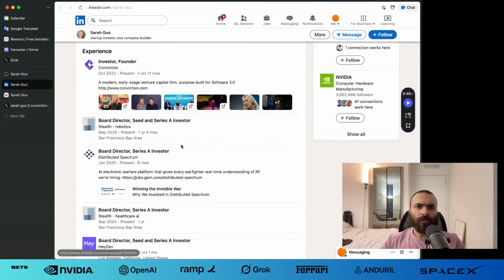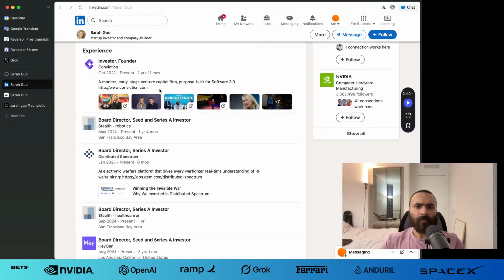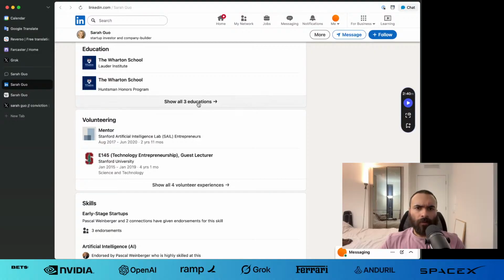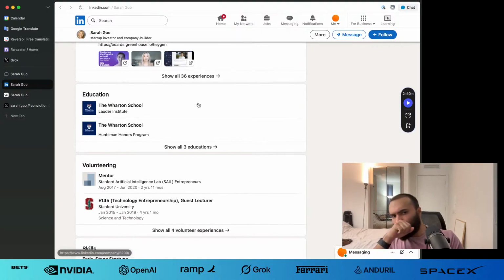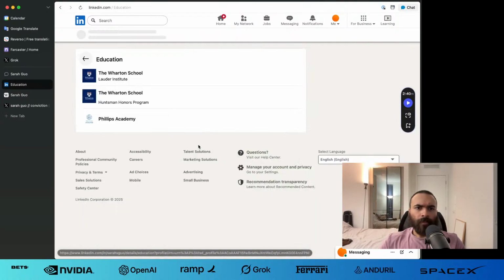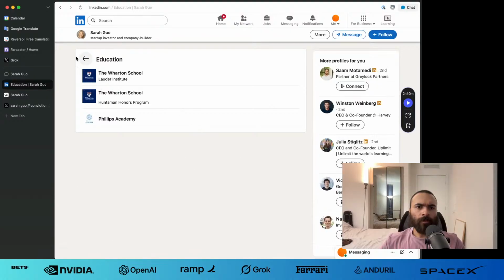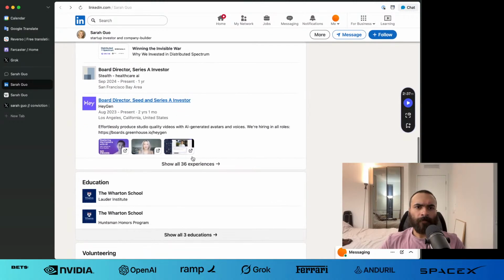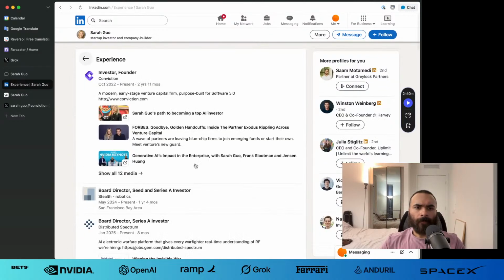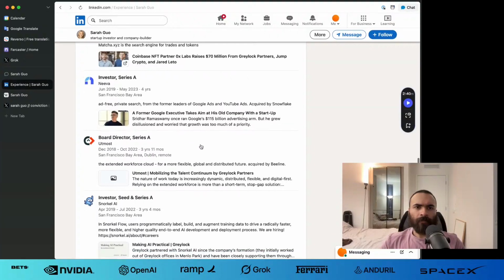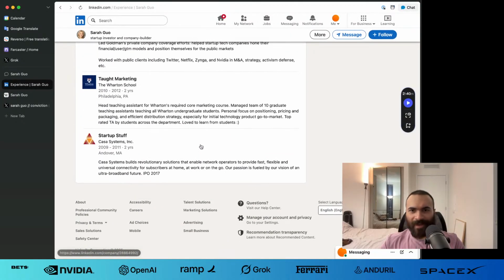Investor, founder, Conviction, for 2 years 11 months, a modern early stage venture capital firm purpose built for software 3.0. So Wharton School, Phillips Academy. All right, what do we have? For all the investors, they have every company's name over there as investor, board observer, blah blah blah. So it's very interesting.